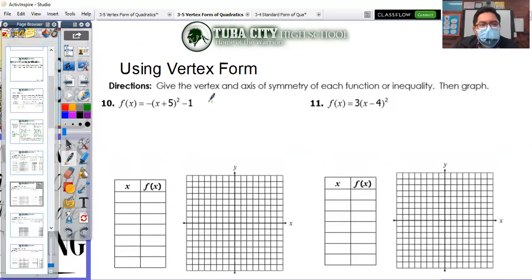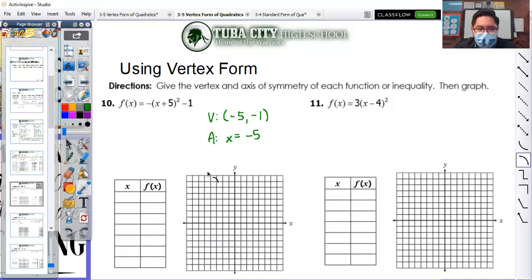We also know where the vertex is. Vertex will be at -5, because again, it's going to be the opposite, but it's also going to be the same as your second one. So only the H value is opposite. The K value stays the same. So if it was negative, it'll stay negative. And then axis of symmetry, in this case here, it's going to be your X value of your vertex. So we're going to have a line at -5.